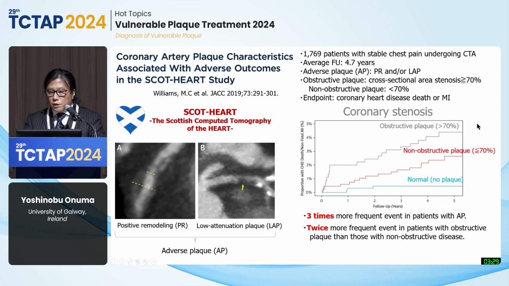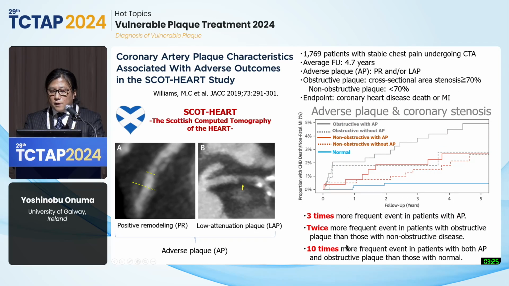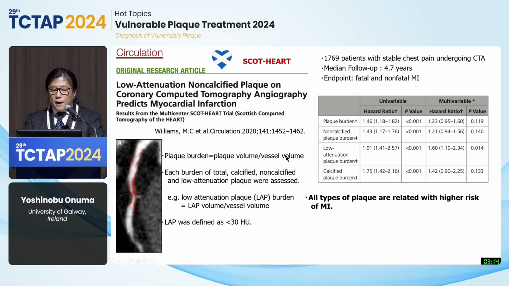Also, the stenosis is important. It also predicts the future event. But if the patient has both adverse plaque and obstructive plaque, then those patients have 10 times more frequent events compared to those with normal coronary arteries.